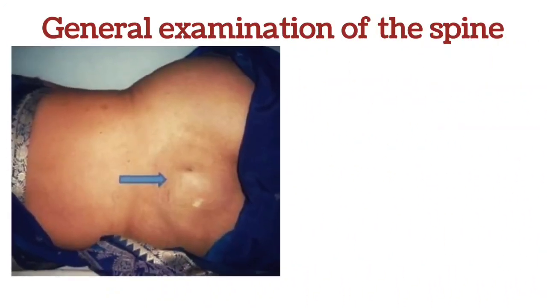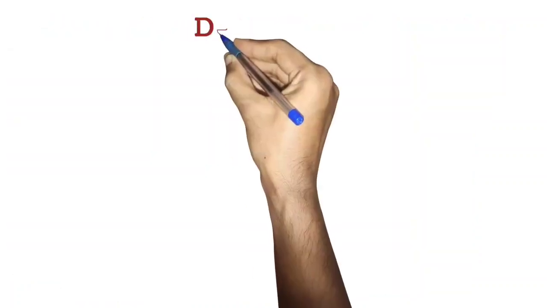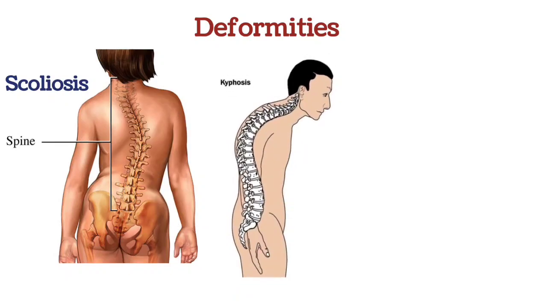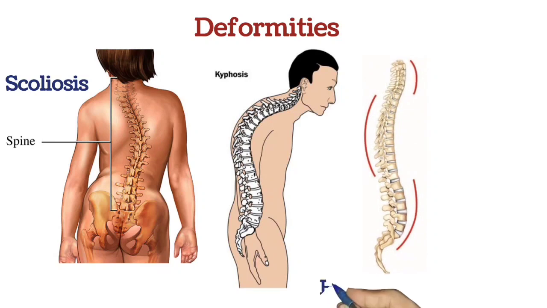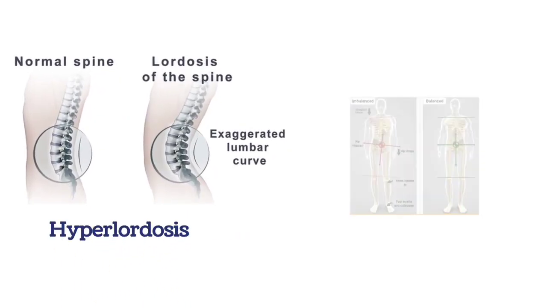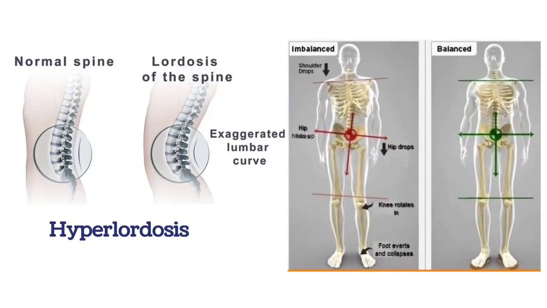Observe the spine for any noticeable swelling or surgical scars. Check for deformities such as scoliosis, sideways curvature, kyphosis, excessive outward curvature of the upper back, loss of lumbar lordosis, reduced inward curvature of the lower back, or hyperlordosis of the lumbar spine, increased inward curvature of the lower back. Look for any shoulder asymmetry or pelvic tilt.